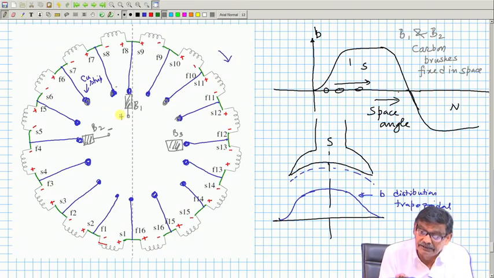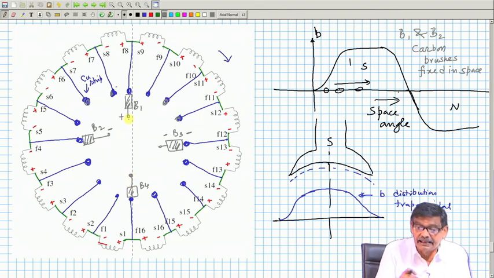Similarly, this one will be B 3, a negative brush, and where plus plus has joined, I will connect another brush here, B 4. I can tap the voltage from these positions. And then this is also plus.